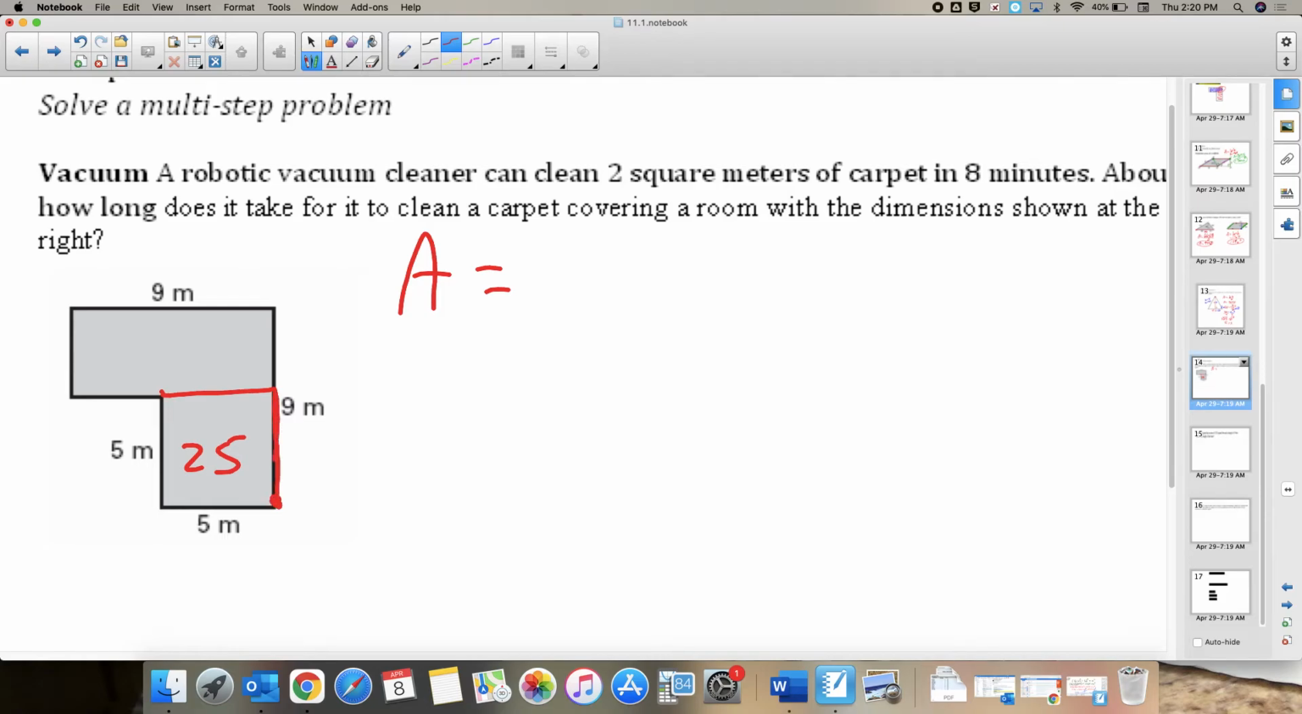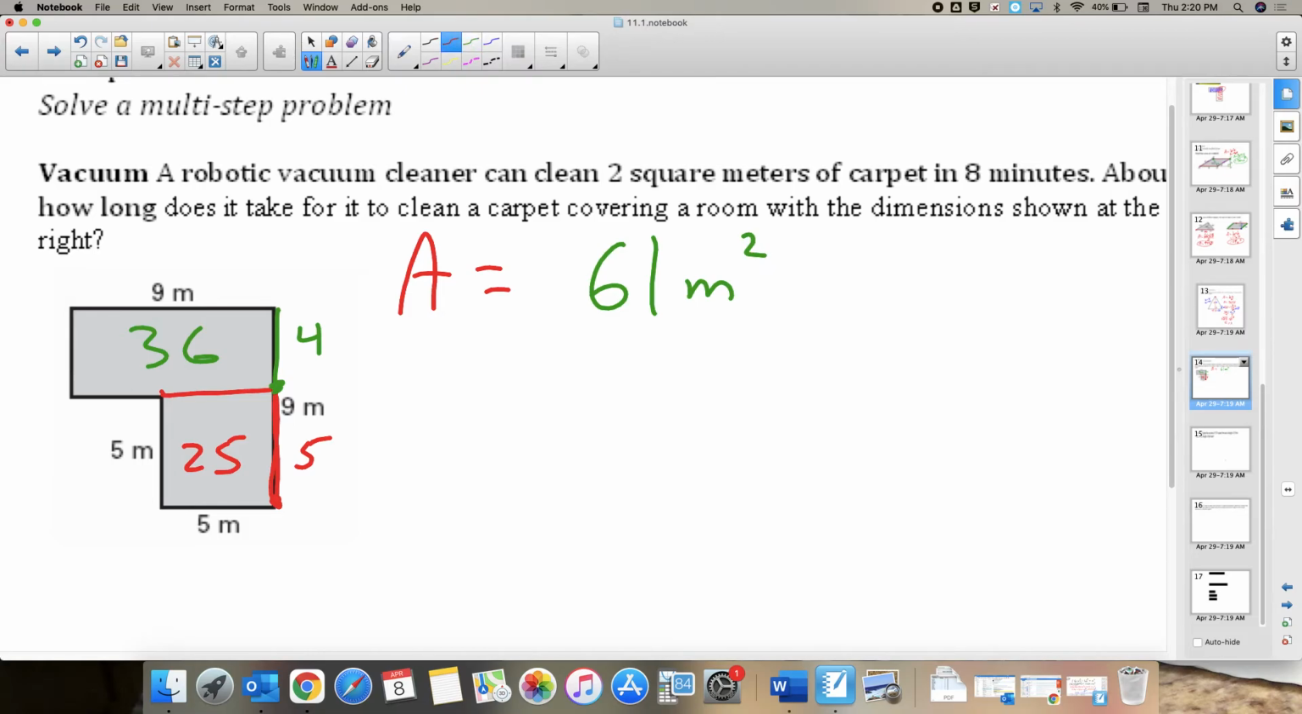We have this rectangle on top. Since this length here is 5, then this length here must be 4, because they have to add to 9. So I have this rectangle on top then. That's 9 by 4, which is 36. 36 plus 25 tells me my overall area is 61 meters squared.